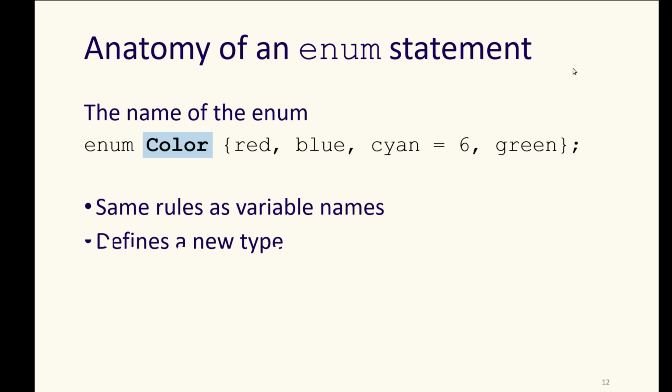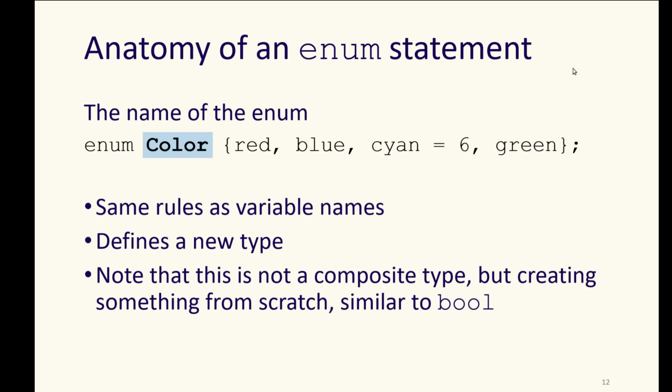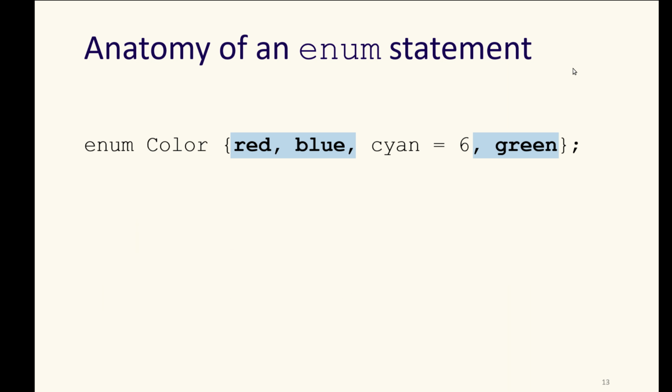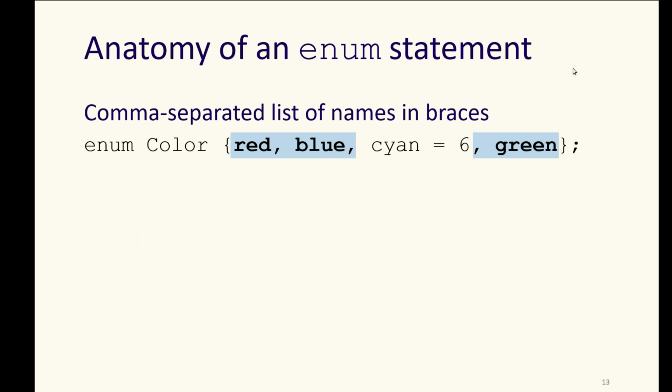And then with that type name, we use the same rules as variable names or class names. It is defining a new type. It's not a composite type of storing multiple different types of things like a class might be. It's creating something from scratch. So just like a bool can store 0 or 1 and is treated as true or false, the same is true for your enum, that you're defining names for those different particular values, and then you can define later particular behavior that goes with them.